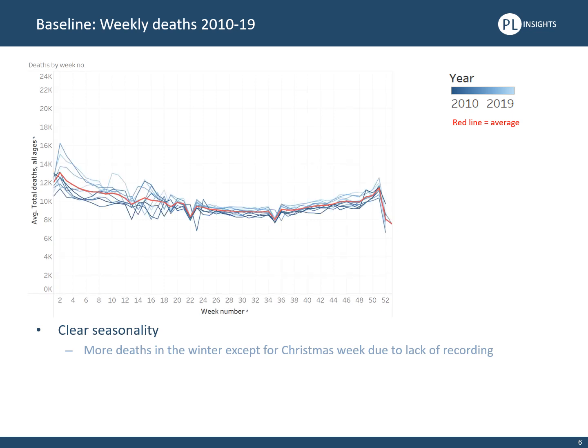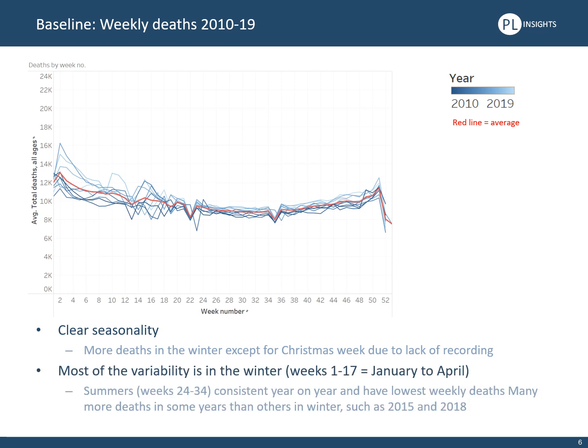What we can also do is overlay on top of that the lines for the individual years. So I've got a colour coding here. The darker the line, the older the data set. So the oldest data set, we can just see that dark blue there. The lighter blue ones are shown here. They're the more recent years.